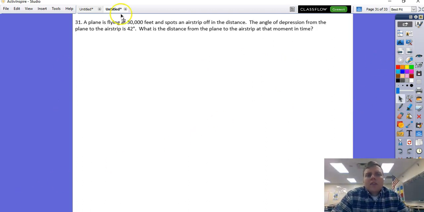A plane is flying at 30,000 feet, spots an airship off in the distance. The angle of depression from the plane to the ship is 42 degrees. What is the distance from the plane to the airship at that moment in time?